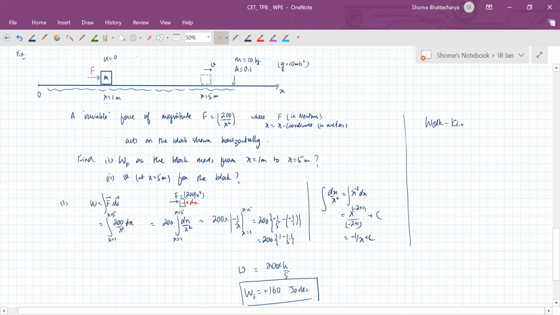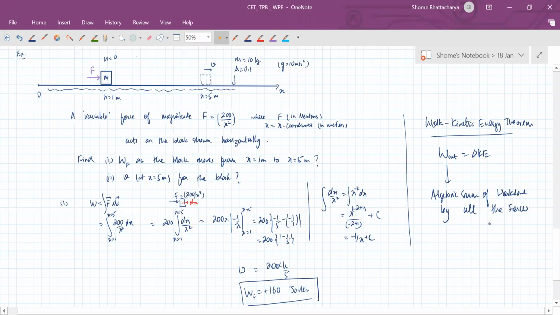Concept of work kinetic energy theorem: the net work done is equal to the change in kinetic energy. So this net work done is the algebraic sum of work done by all forces on a body, that equals the change in kinetic energy. And change in kinetic energy, of course, is half m into final speed square minus half m into initial speed square.